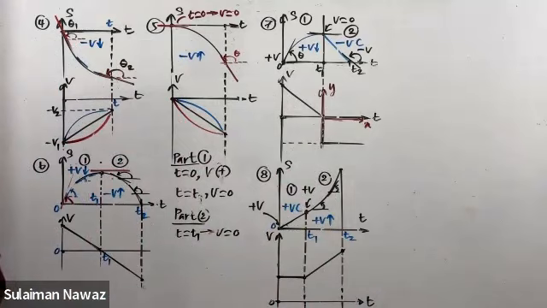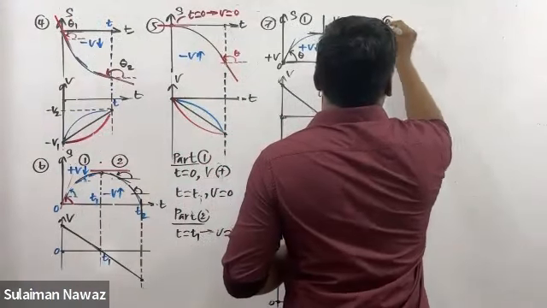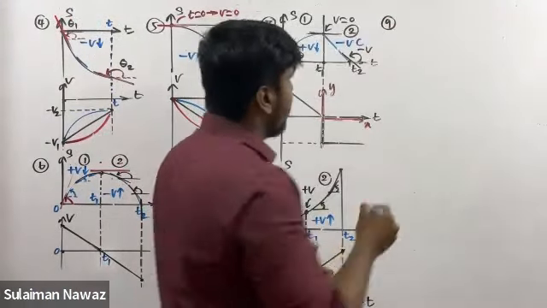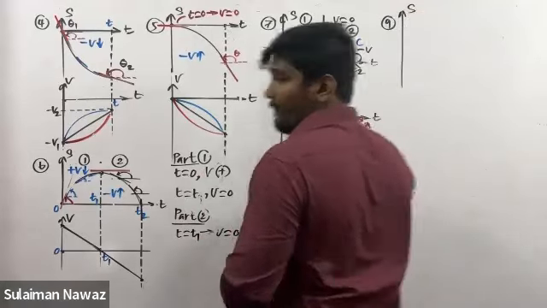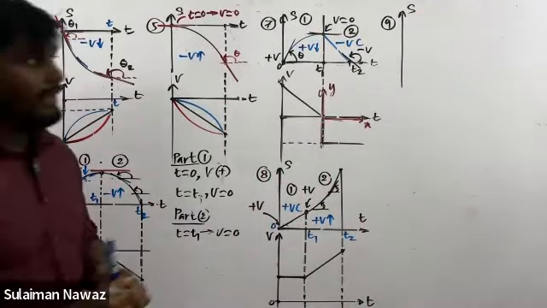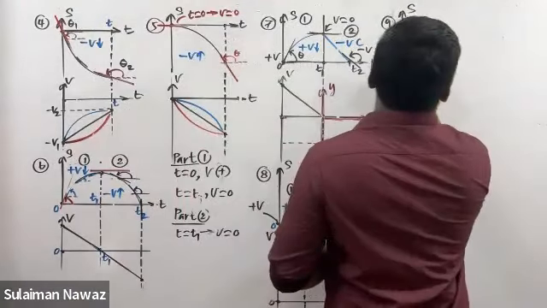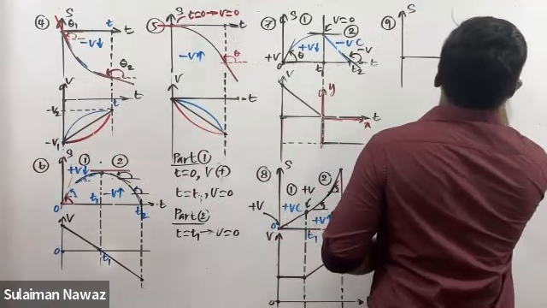Then graph number 9. Graph number 9 contains 3 sections.